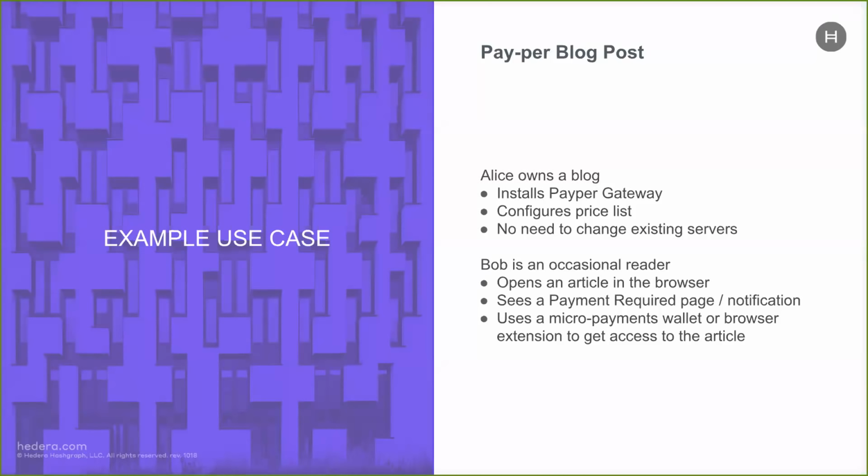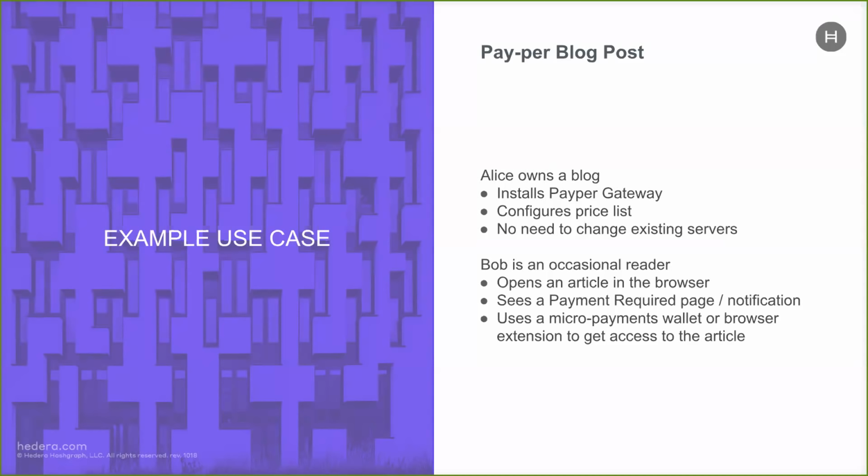Again, the use case is Alice owns a blog, for example. Alice installs the gateway and configures the price list. In the case of our company, there's no need to change any code on your server. So whether you use WordPress to store your content or whatever other web server or web service or API, you do not need to make any extensions to that server. As long as it serves content, you can put the Payper gateway in front of it, and there you go, you have your APIs or web content monetized.